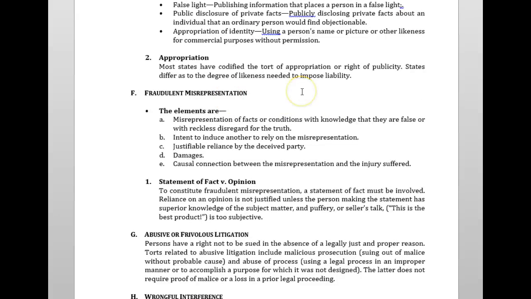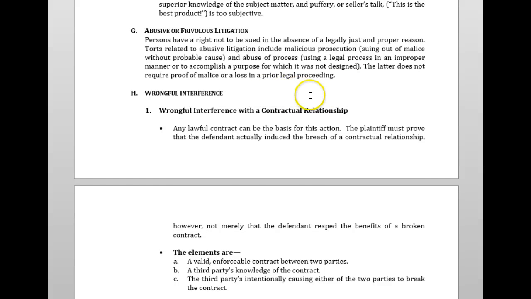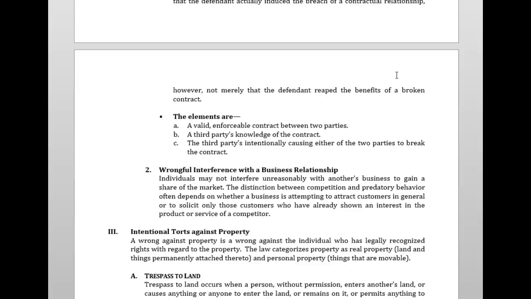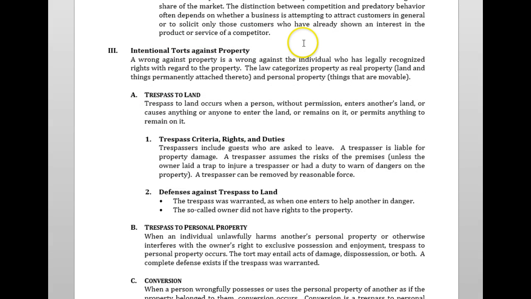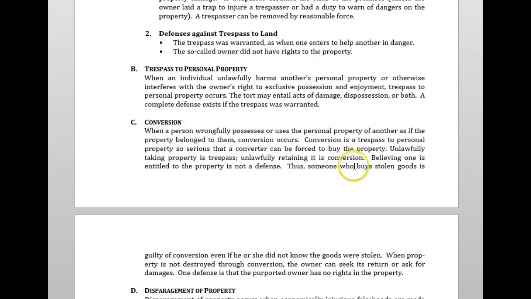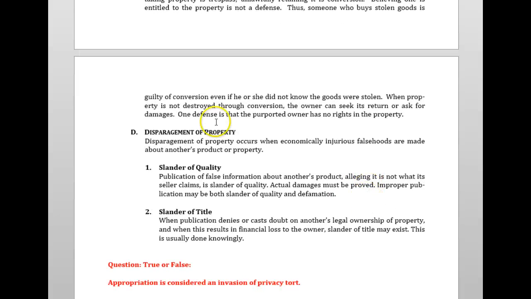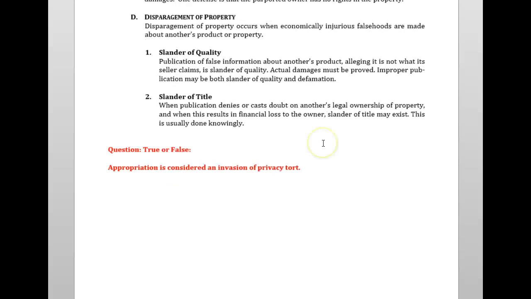You have fraudulent representation, abusive or frivolous litigation. I think I skipped that one. And that's where if you bring a lawsuit against somebody and it is frivolous, you can actually have recourse with that. There's wrongful interference. So you have to be careful about what you do within your business and how you acquire customers. There's intentional tort against property, again, trespassing on land, trespassing on personal property, conversion, then there's disparagement of property, and again, that goes to you're really looking at a product or a title to something. So those are your intentional torts.